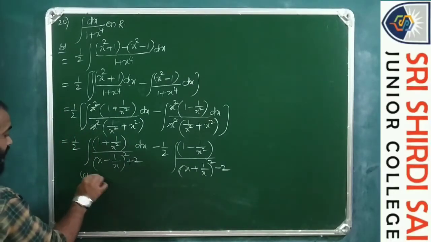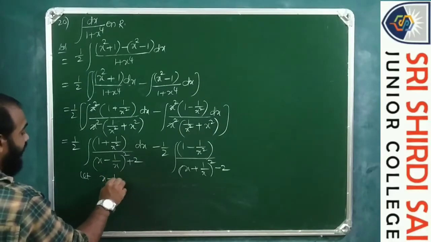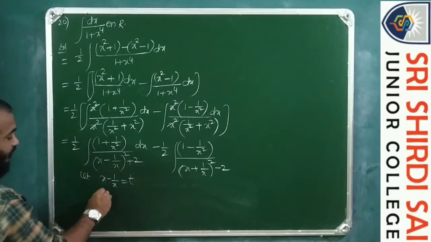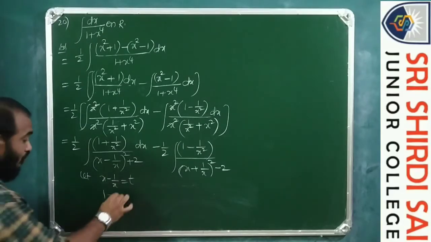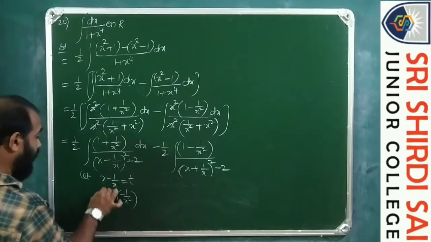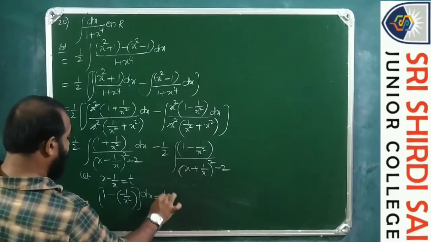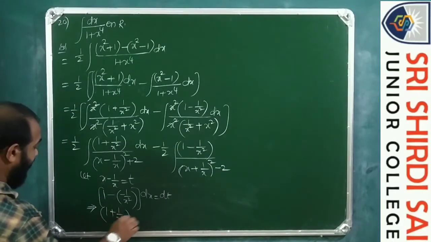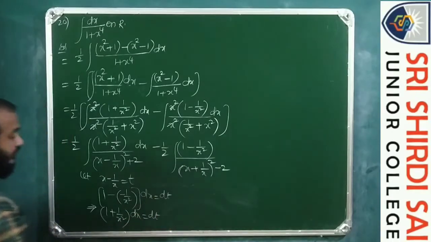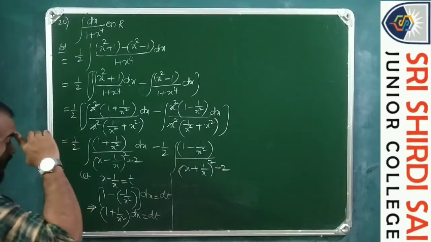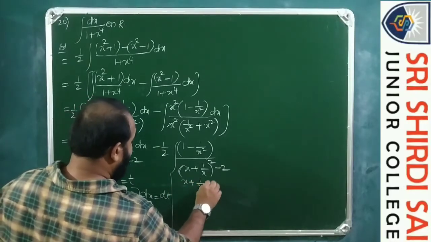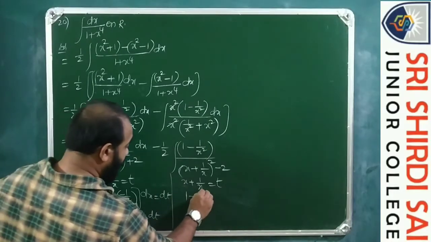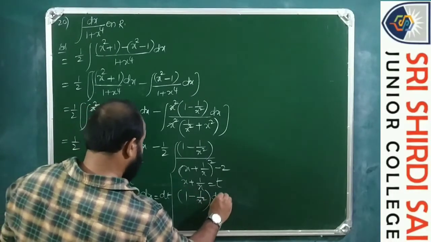Now here I'll take x minus 1 by x is equals to t. Then if you differentiate, x derivative is 1, minus 1 by x derivative is minus 1 by x square whole dx is equals to dt. So this implies 1 plus 1 by x square dx is equals to dt. Likewise here take x plus 1 by x is equals to t. Now differentiate, d by dx of x is 1. 1 by x derivative is minus 1 by x square whole dx is equals to dt.